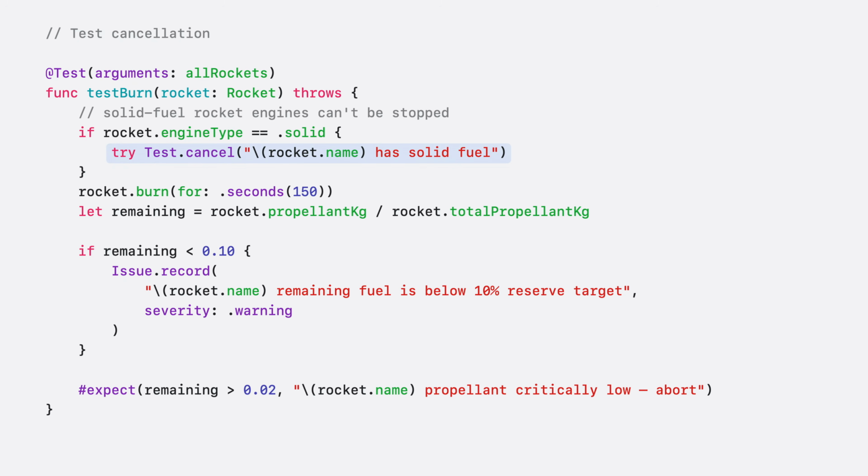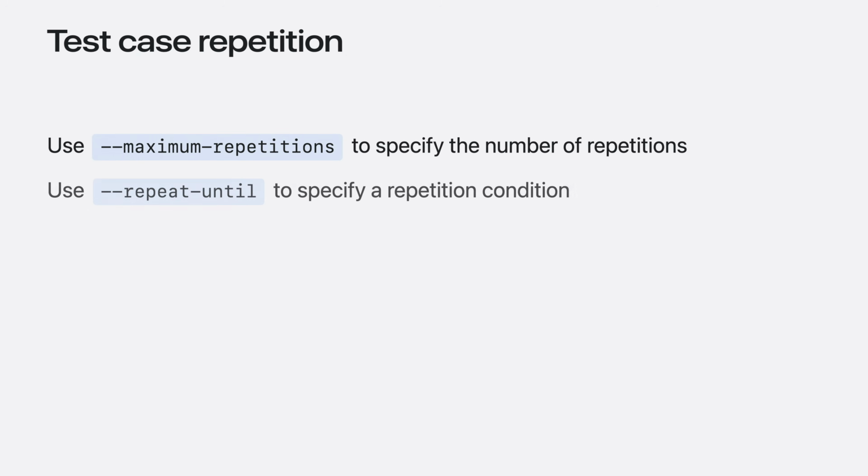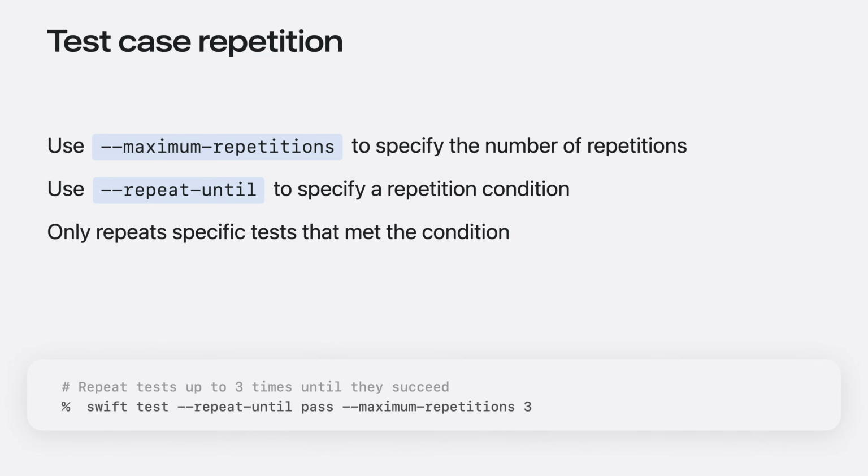This is especially powerful with parameterized tests, where you can cancel individual arguments that shouldn't run, rather than running them to completion or failing the test. Sometimes you're trying to tackle a flaky test. The swift test command adds new functionality to repeat a test until it either passes or fails, while also allowing you to control the maximum number of repetitions. If you specify that you want to repeat until the tests pass, only failing tests are rerun, saving time by not rerunning tests that are already passing.